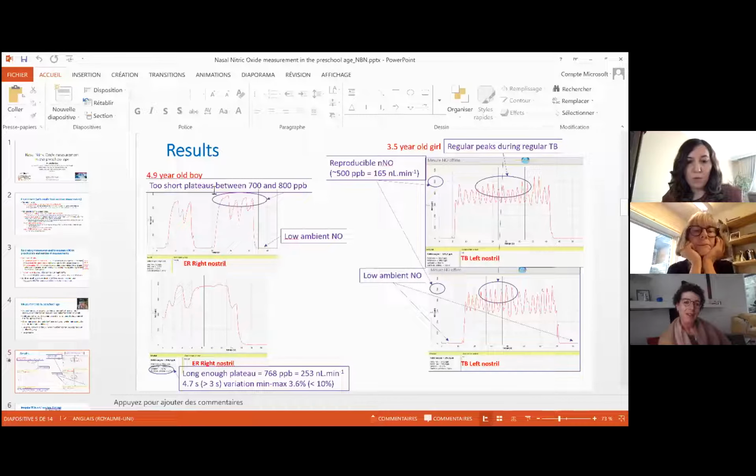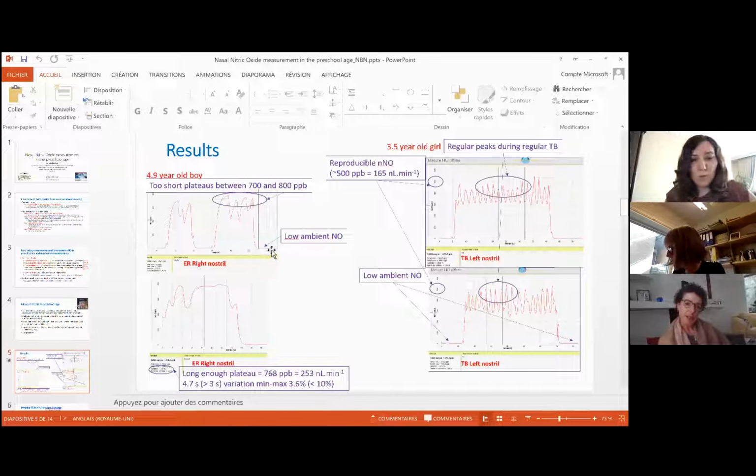And so you see that it's a nearly 5-year-old boy. This is expiration against resistance in the right nostril. There are many attempts, but none is good, because the duration of the plateau is not 3 seconds. So it's not a plateau, but it's quite high, between 700 and 800 ppb. And the other information you can have from this trace is that the ambient NO is very low, because it's 0. Okay. So you don't have a result, you just have information.